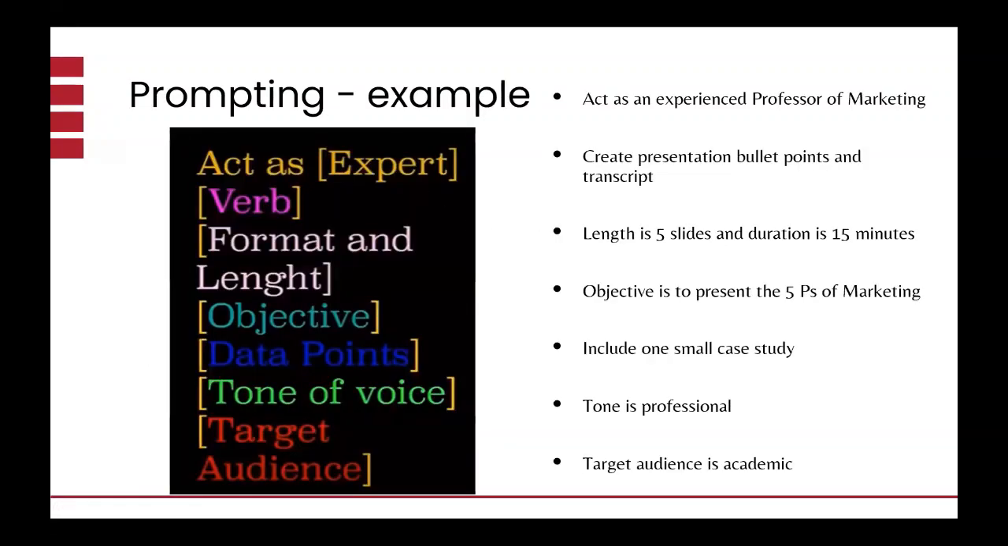This is an example of prompting. So you can see here, act as an expert. We say act as a marketing professor, and the verb is the instruction: create presentation bullet points and transcript. Length is 5 slides. Duration is 15 minutes. And the objective is to present the 5 P of marketing. Include one more small case study. And the tone is professional. Target audience is academics.